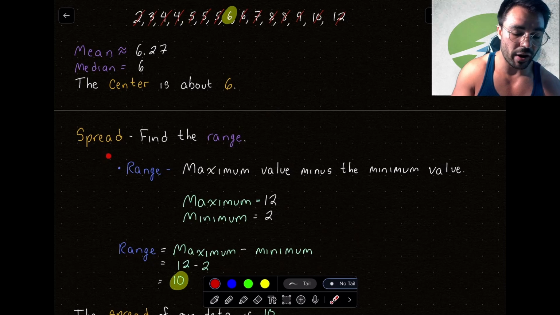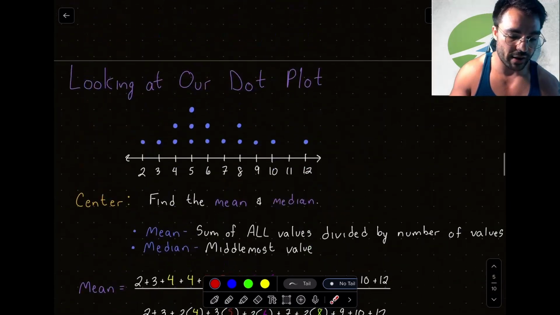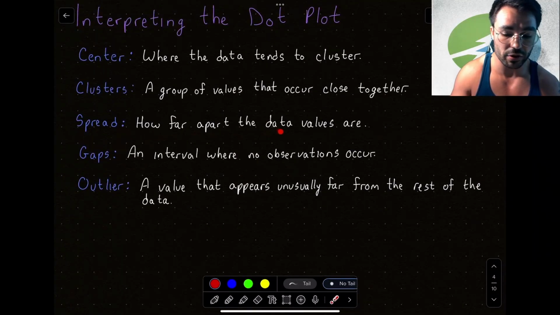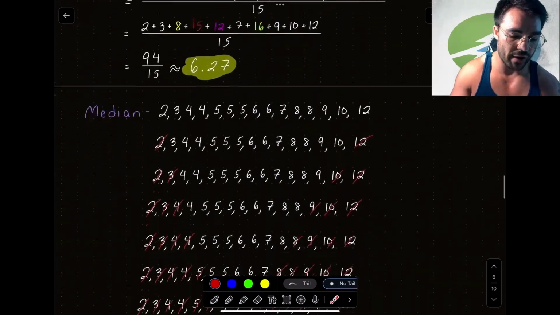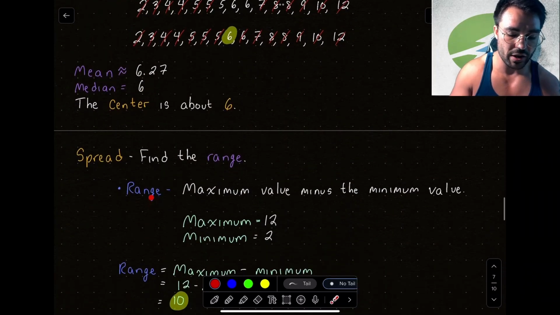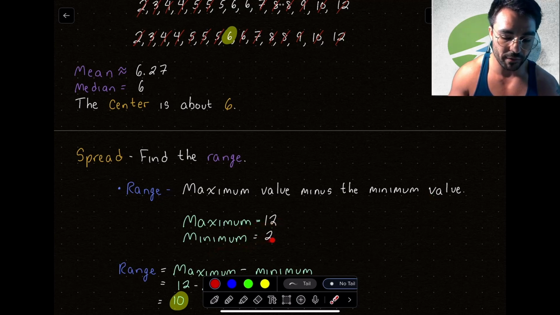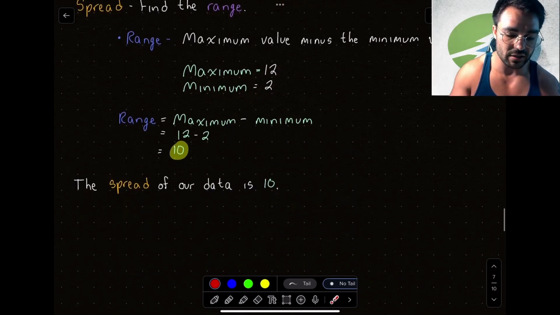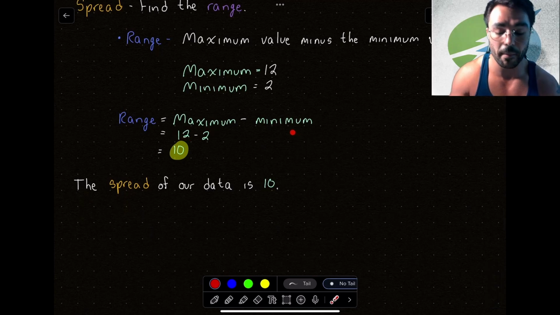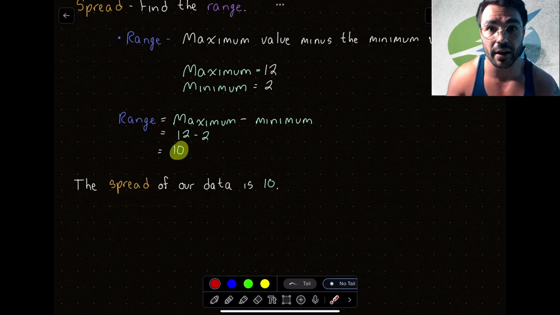Okay, the spread. So the spread, again, we have that defined as how far apart the data values are, and we can find that with the range. The range is our maximum value minus our minimum value. So our maximum value is 12, our minimum value is 2. So we can easily calculate the range, maximum minus minimum, 12 minus 2, 10. The spread of our data is 10.